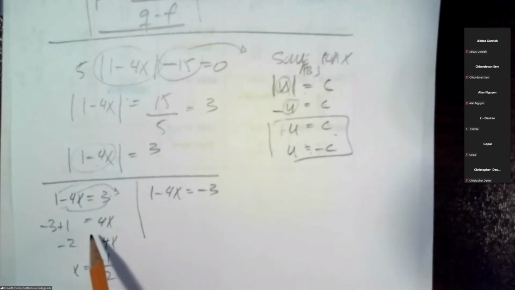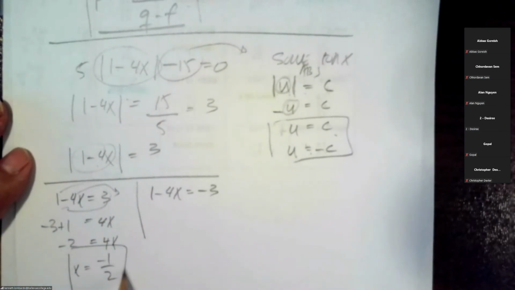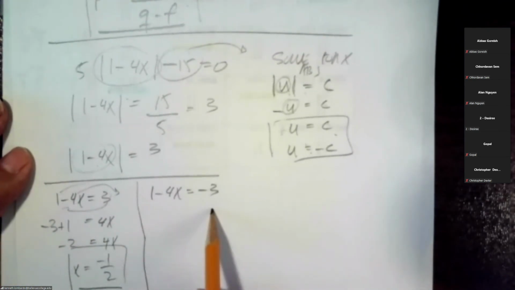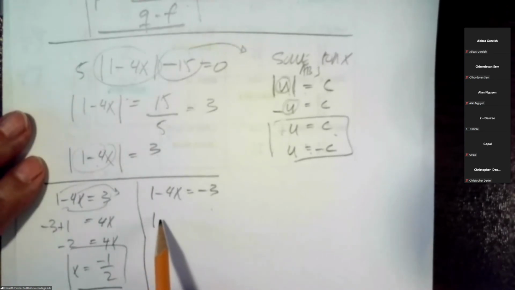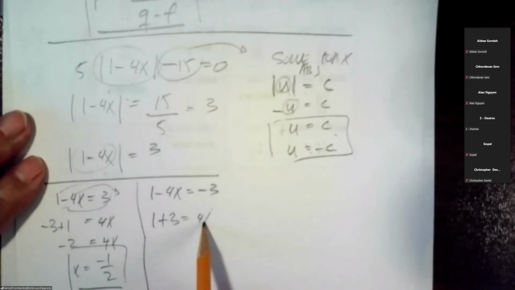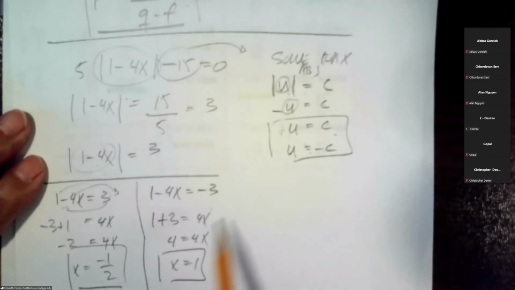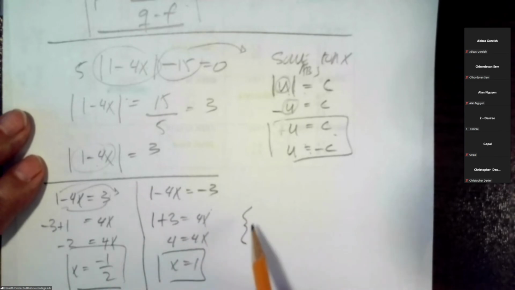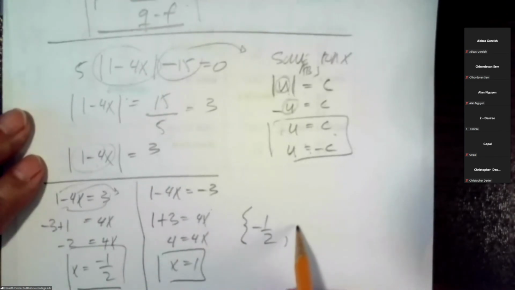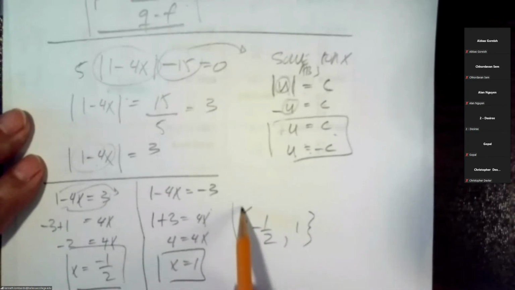Okay, now everybody follow what's going on there? On the right-hand side, we get 1 plus 3 equals 4x, or 4 equals 4x, or x equals 1. So then we would say x equals negative 1/2 and x equals 1. Those are both solutions.